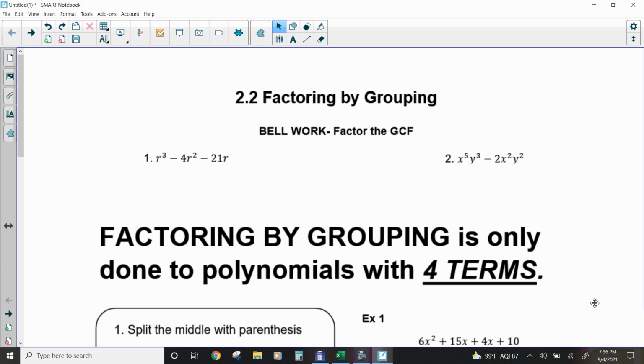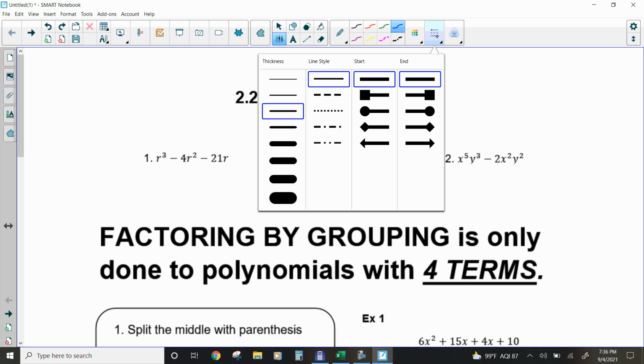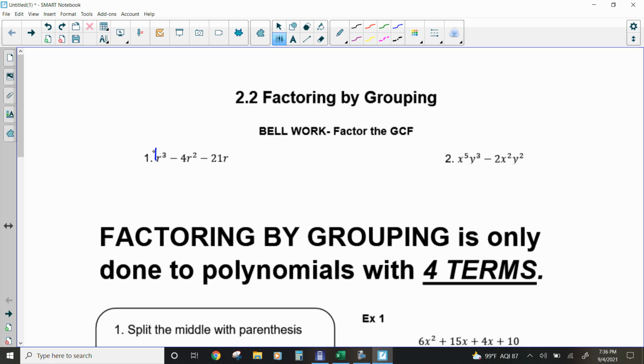Okay, our bell work is review from the previous lesson. So what we want to do is try to find the GCF. So when you look at that first term, it's got a 1 in front. So a GCF could be a number or a letter or both. If it's got a 1, you could pull out the 1, but if you divide everything by 1, it doesn't really change anything. You're going to notice that all three of them have R's.